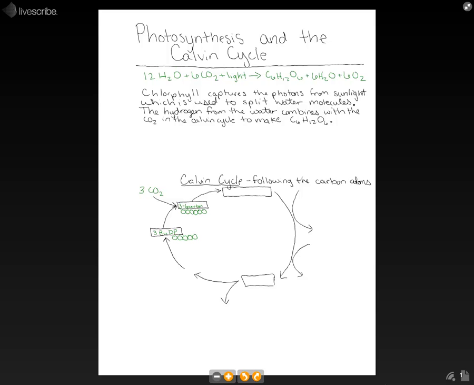And now those split. And instead of having 3 6-carbons, we're going to have 6 3-carbons. So we're going to have 6 of what is called PGA, and they're a 3-carbon compound. So we're keeping our carbon in check, making sure we don't magically make any or lose any.